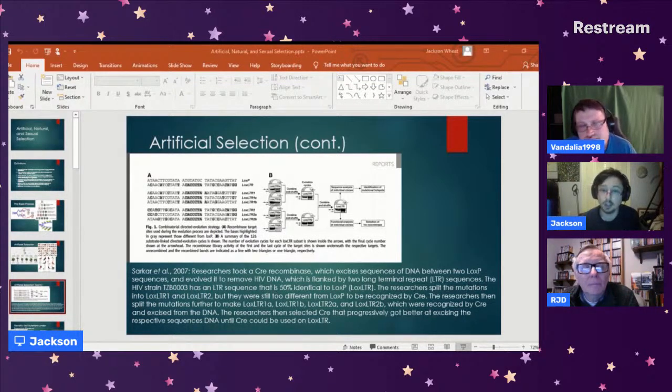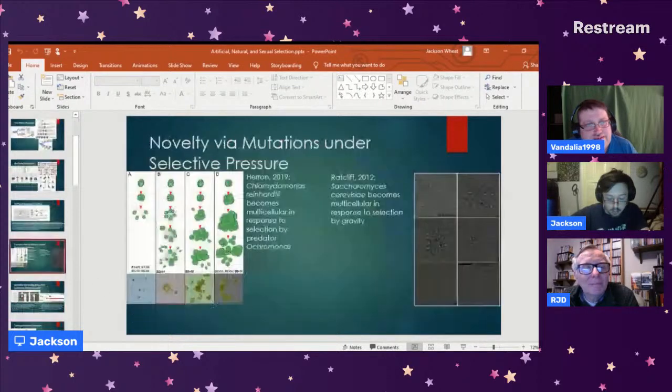Okay. We good on this slide? Yes. All right, so this is artificial selection. The first one was in Darwin's day, and now we've brought it all the way to present day. So this is how artificial selection now occurs in the lab. All right, so we see the new slide.